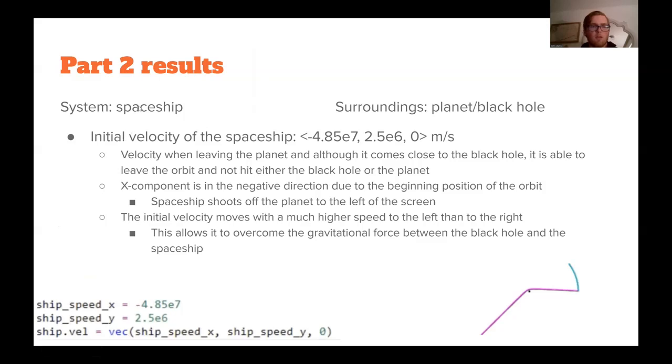The results of part 2. The system for this one is the spaceship, and the surroundings are the planet and the black hole. The initial velocity of the spaceship is negative 4.85 times 10 to the 7th, 2.5 times 10 to the 6th, 0, when leaving the planet. Although it comes close to the black hole, it is able to leave the orbit and not hit either the black hole or the planet. The x component is in the negative direction due to the beginning position of the orbit. The spaceship shoots off the planet to the left. The initial velocity is at a much higher speed to the left than to the right. This allows it to overcome the gravitational force between the black hole and the spaceship.